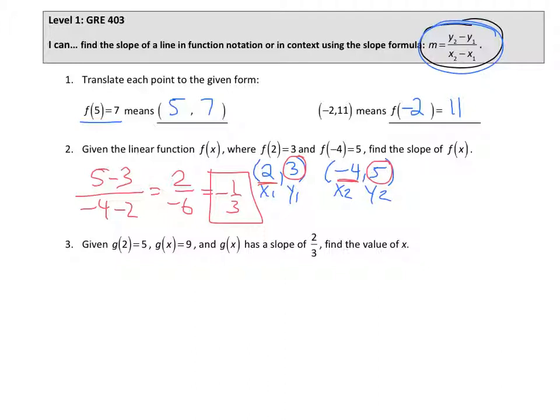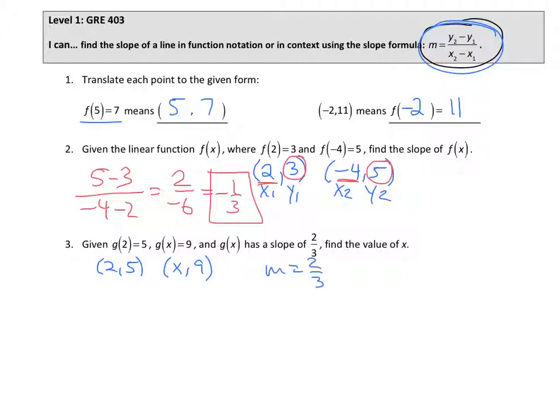Now in this next example, we are given the slope, and we have 2 points, but we're missing a coordinate of one of the points. So g of 2 equals 5 is the point 2, 5. G of x equals 9 is the point x comma 9, and x is what I'm going to be finding. And this time I know my slope is going to be 2/3.